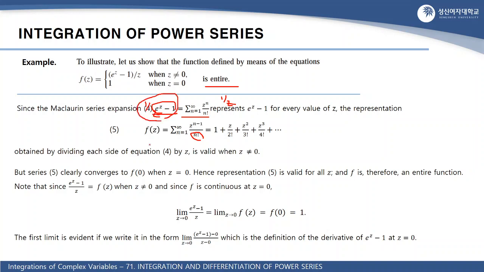This is exactly f of g when g is not equal to 0. On the right hand side, this part will be changed to g to the n negative 1. Okay, so we get this expansion: 1 plus g divided by 2 factorial plus g squared divided by 3 factorial plus g cubed divided by 4 factorial plus, goes like this.